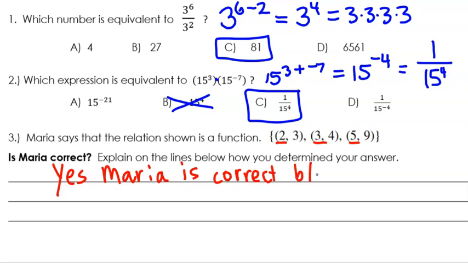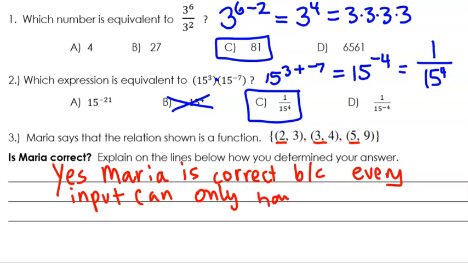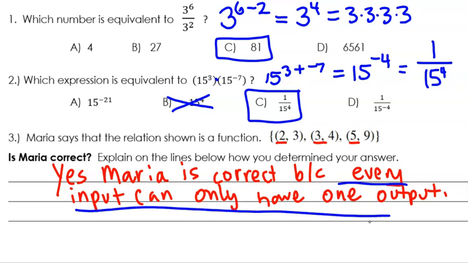Maria is correct because every input can only have one output. That's the answer for every question. Whether the answer is yes or no, this statement will always work. Every input can only have one output. So she's correct.